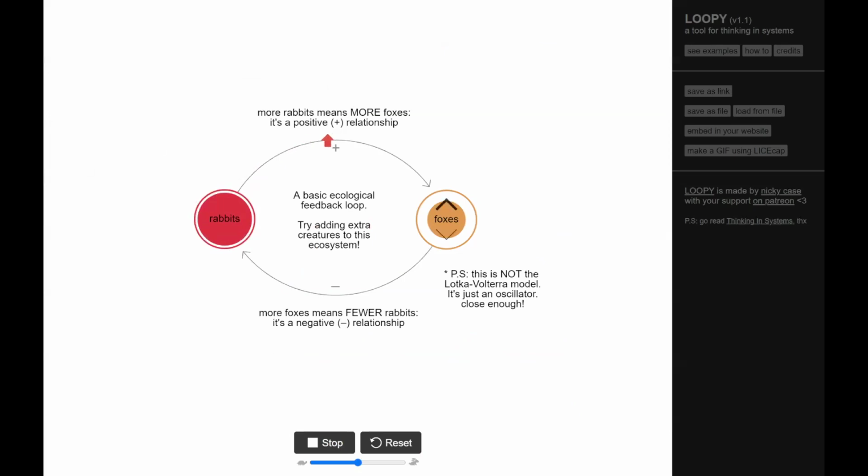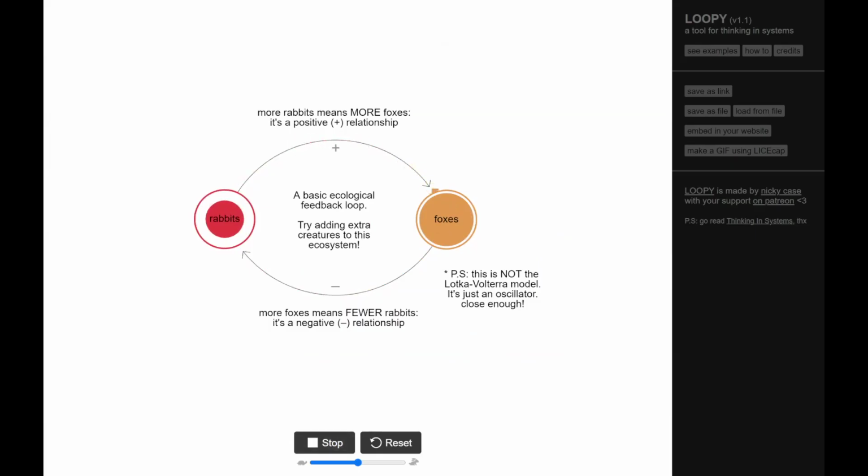But then when there's more foxes, the foxes eat the rabbits, and then there's less rabbits. Yeah. So if there's less rabbits, then there's less foxes because the foxes don't have anything to eat. So it's a constant loop. Yeah, so this is the balancing loop.